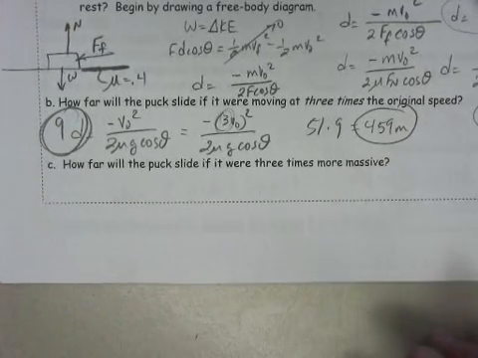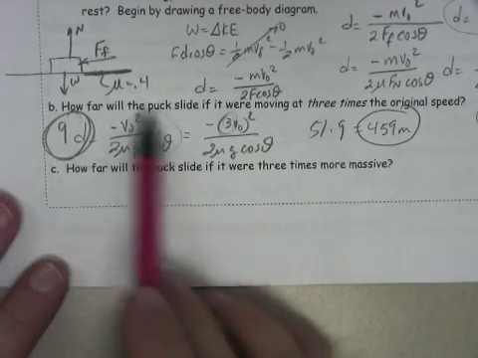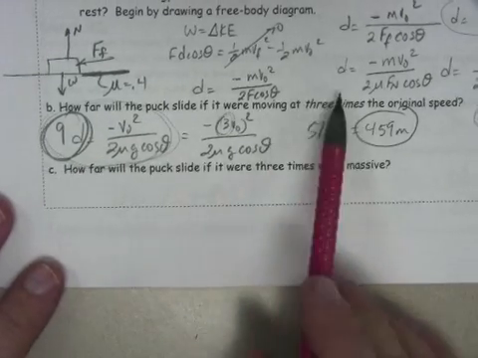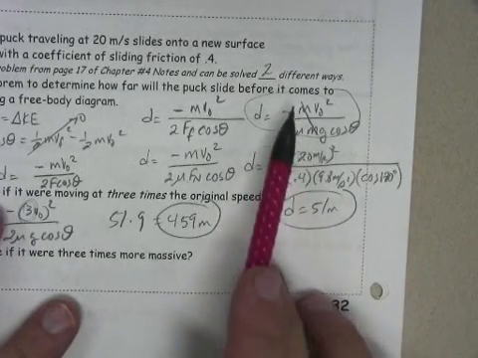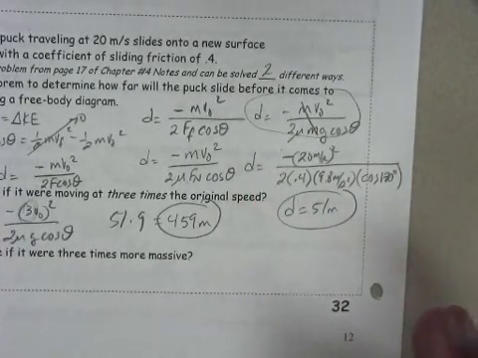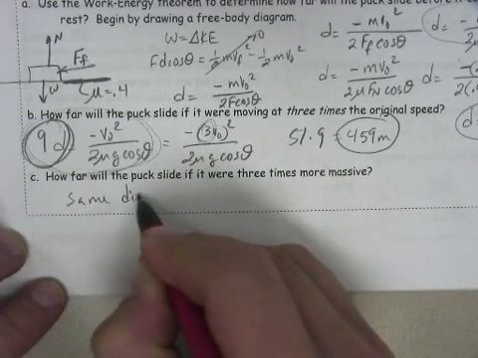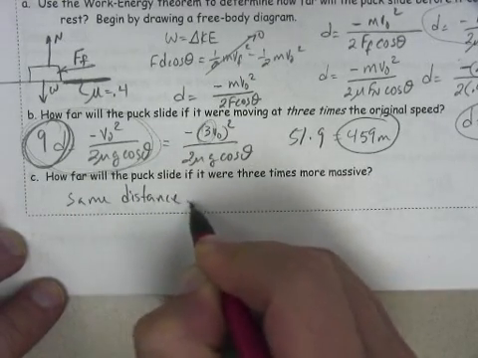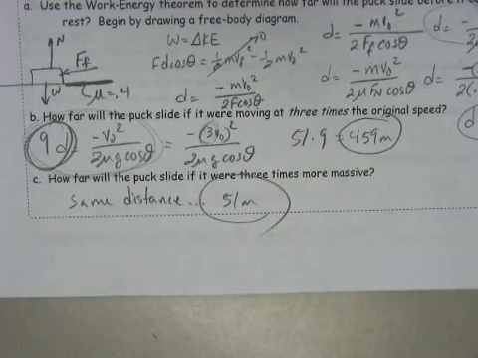Next question. How far will the puck slide if it's 3 times more massive? Well, let's use this equation. Notice there's no mass. The mass canceled out up here. And when the mass cancels out, that means it'll have no effect. So we can say same distance. That would be 51 meters, if you want to compare it to the original.